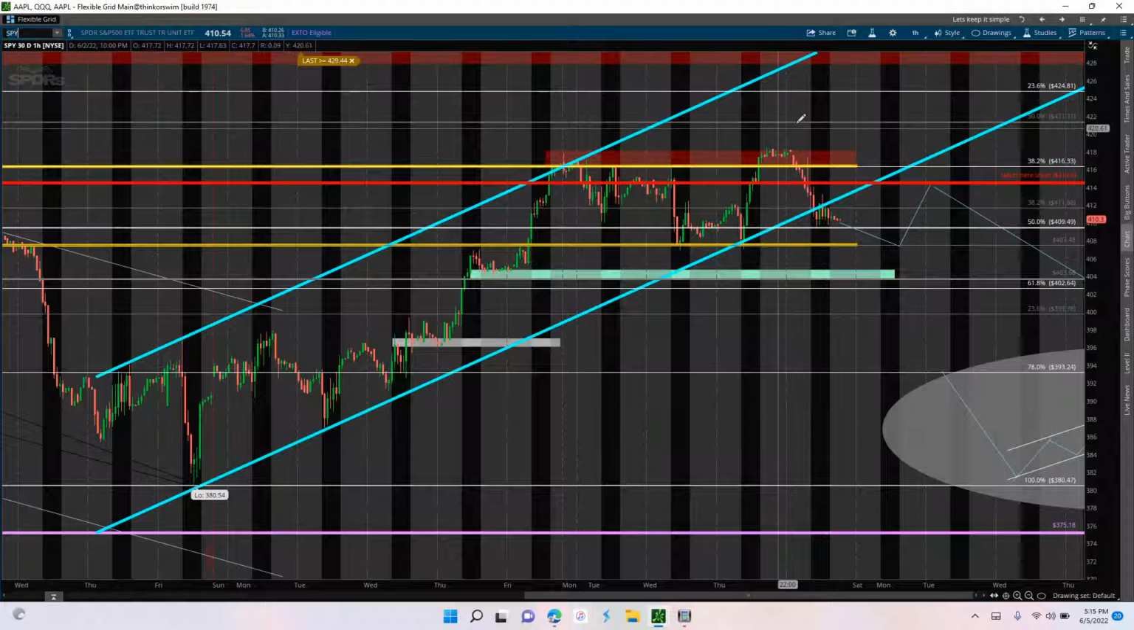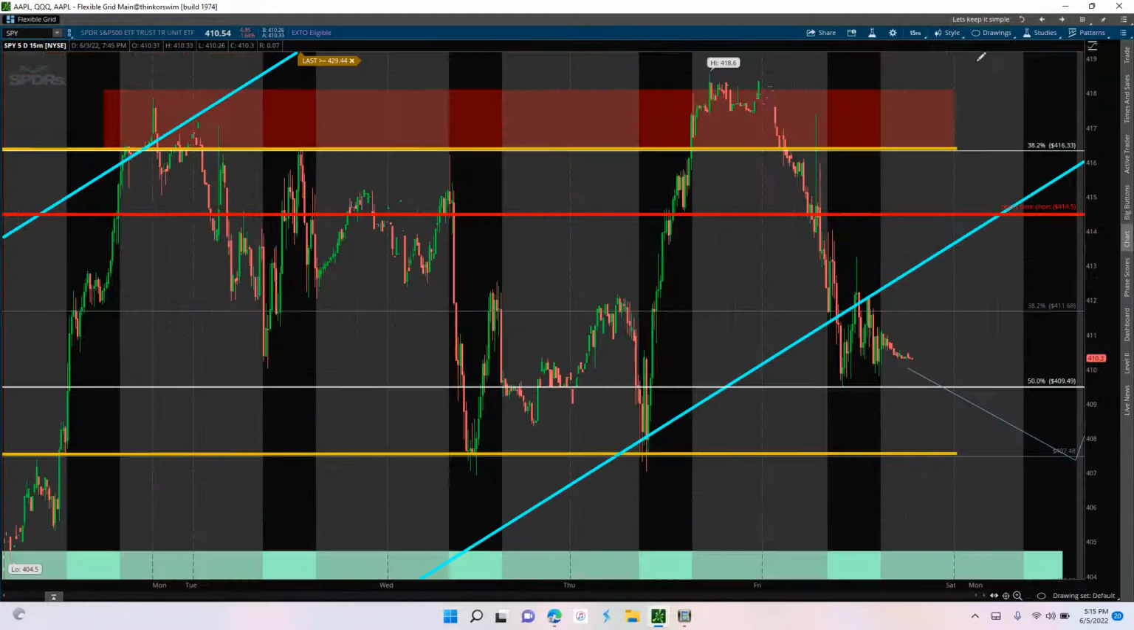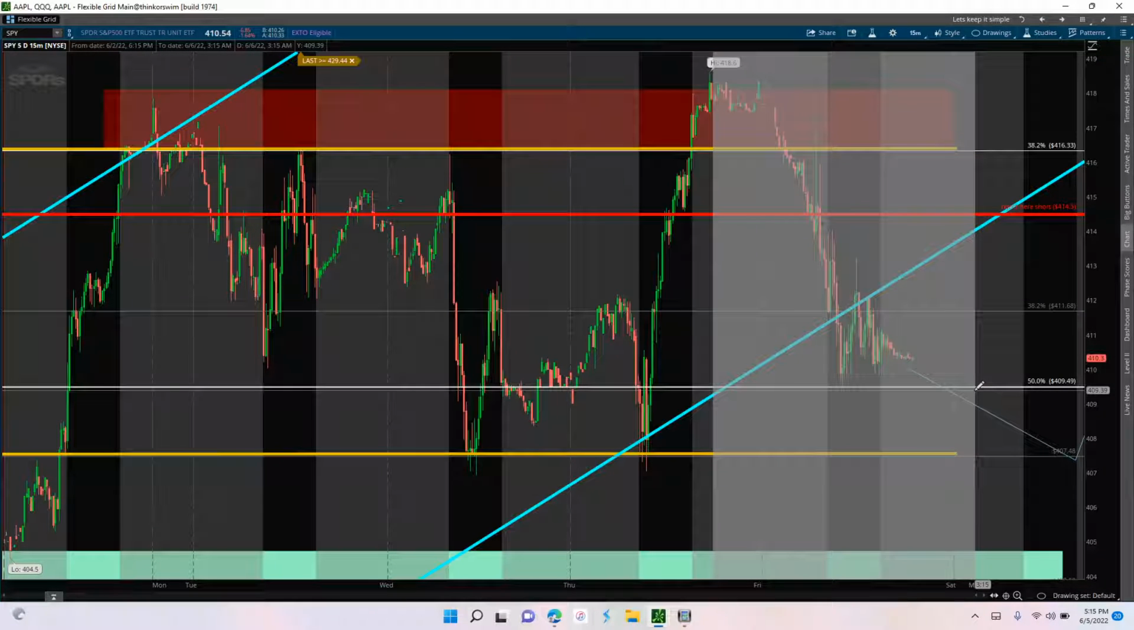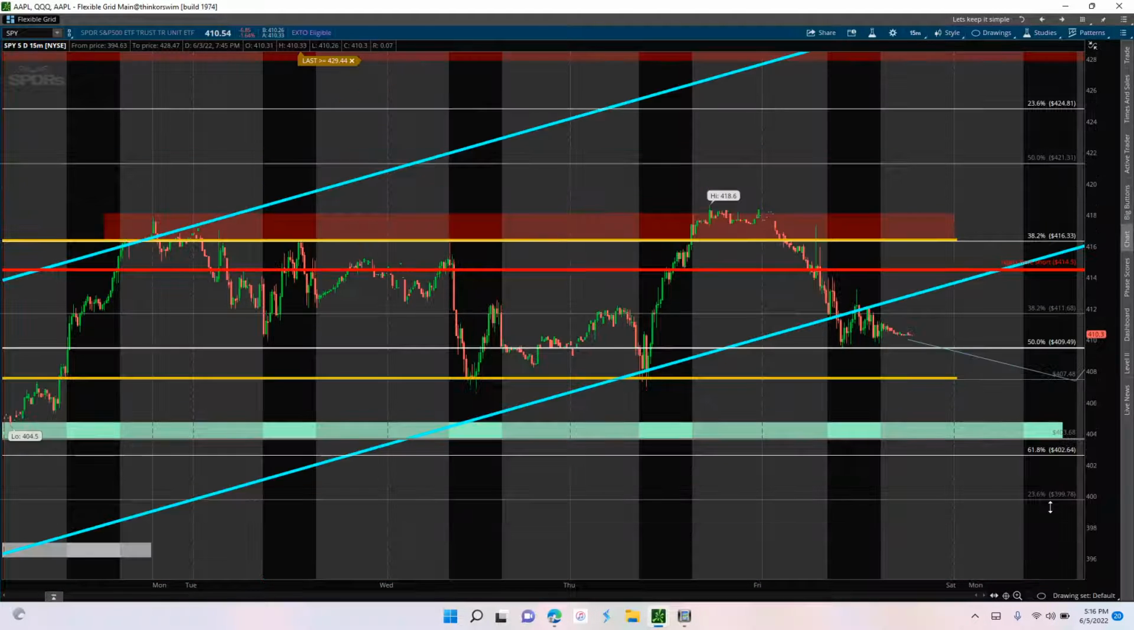Now, intraday, the 15-minute. If you look at the 15-minute, this is how it looks. So, what are you looking for here? If you're day trading, notice how here we broke out, back tested already, and it's gonna work its way down. So coming in tomorrow, 407.